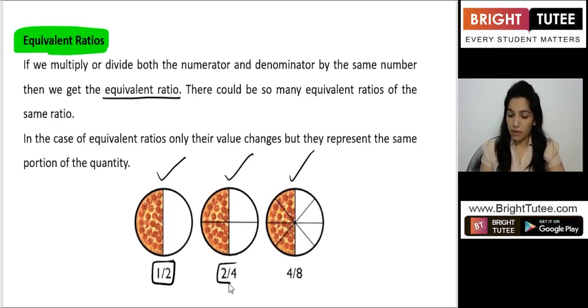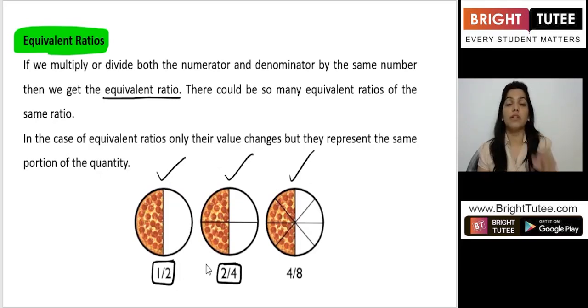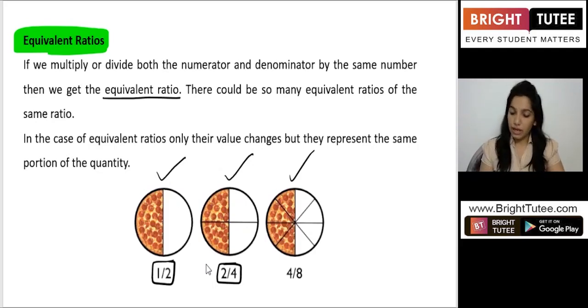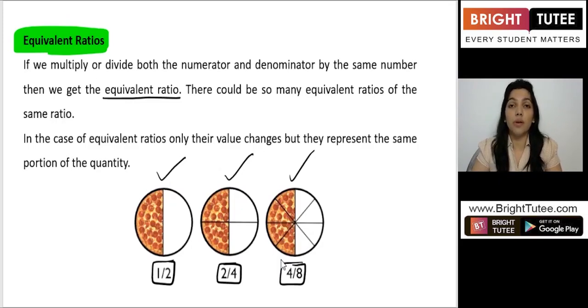In the second one, we have the ratio as 2:4. Why? Because we have divided the whole into 4 equal parts, and out of the 4, 2 are shaded. In the last one, the ratio is 4:8. Why? Because out of the 8 parts that we have made of the whole, 4 are shaded. So what we understand is that 1:2, 2:4, 4:8 are all equivalent ratios.